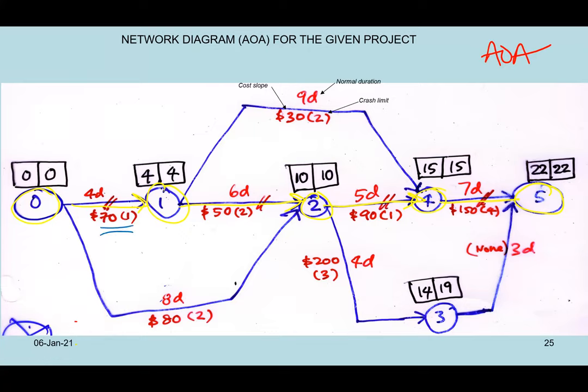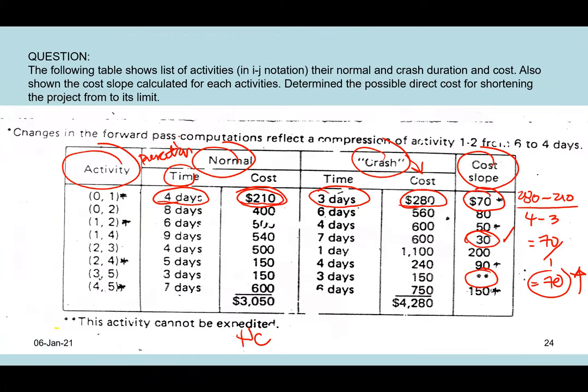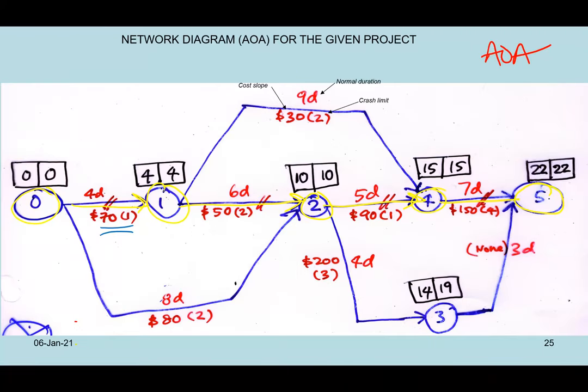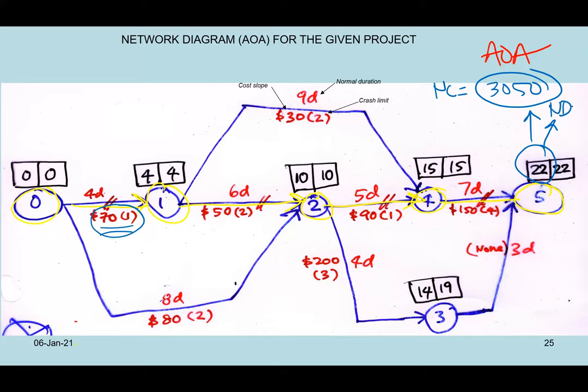What does this value mean? 70 in bracket 1 means activity 01, go back to the table here, can be reduced by only 1 day. And then how much does the cost increase? 70 ringgit. So that's why you put it here, 70 and 1 day, so that you can remember how many days you can reduce and how much extra money you need to pay. Now we already established the project will finish in 22 days. How about the cost of the project? The cost of the project is 3050. This is what we call the normal cost, and this is the normal duration of the project.